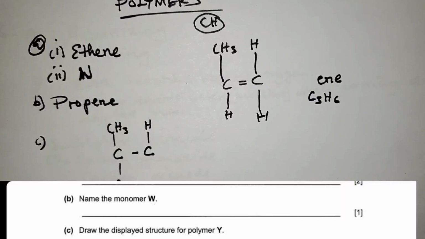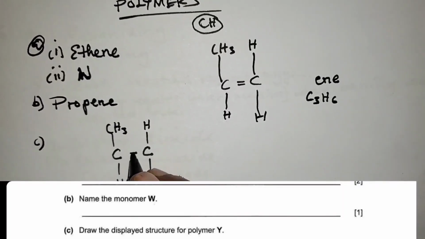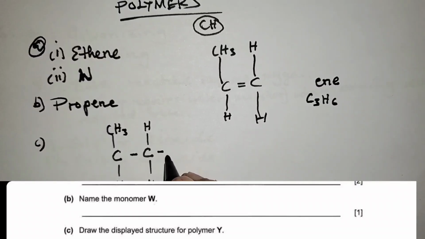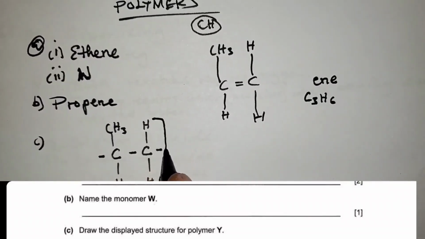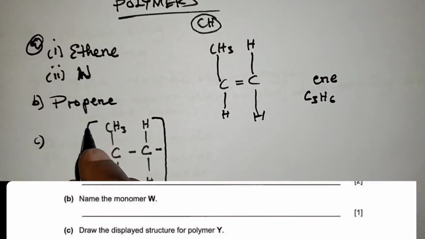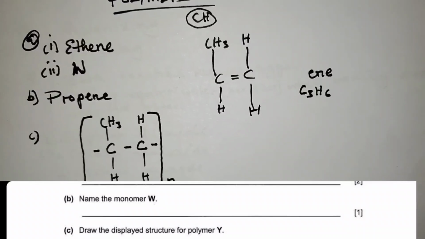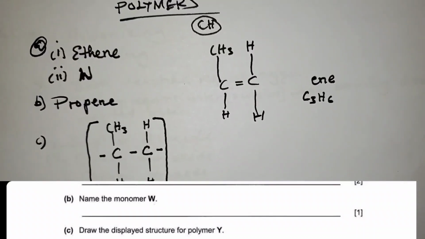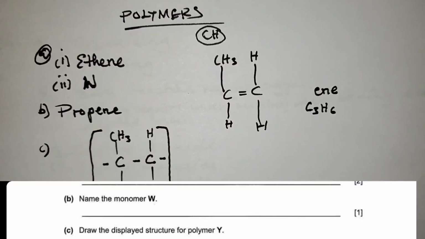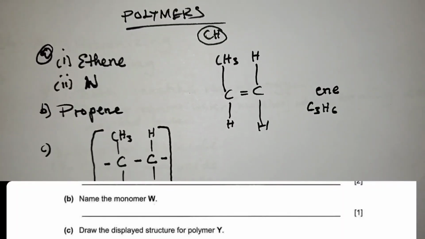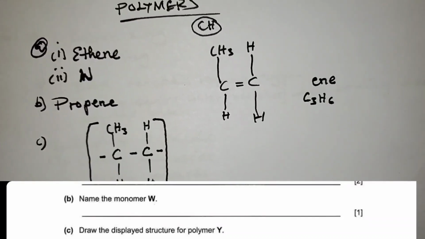Here you have H. Here you also have H. This single bond makes it possible here for other monomers to join, even this side to join. Then write it like this, then put N. This N represents number of monomers, like the way others are for polymer polyethylene and polytetrafluoroethene. So this is the answer.